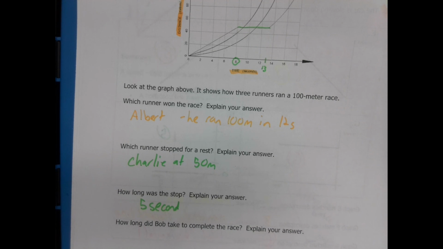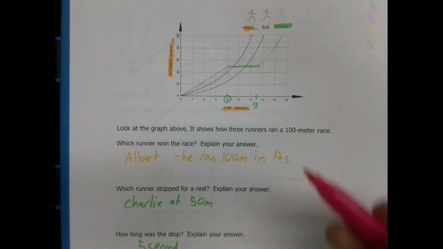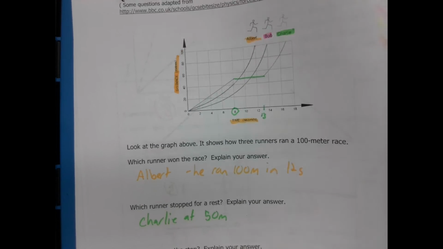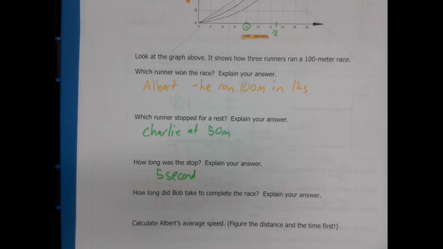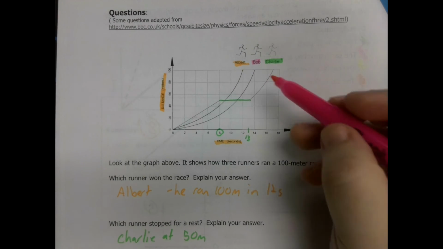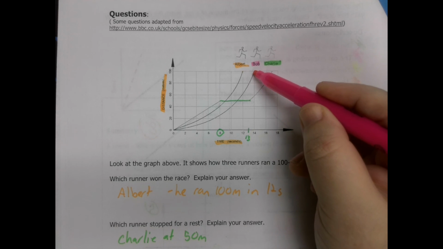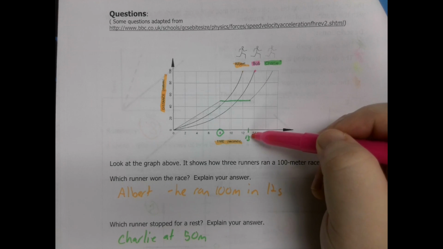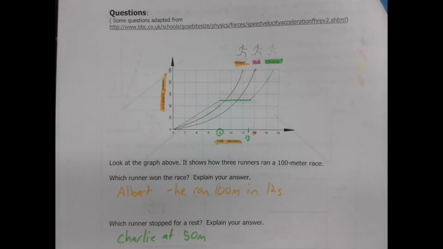How long did it take Bob to complete the race? Bob finished the race right here. He reached 100 meters right here, and he did it in 14 seconds.